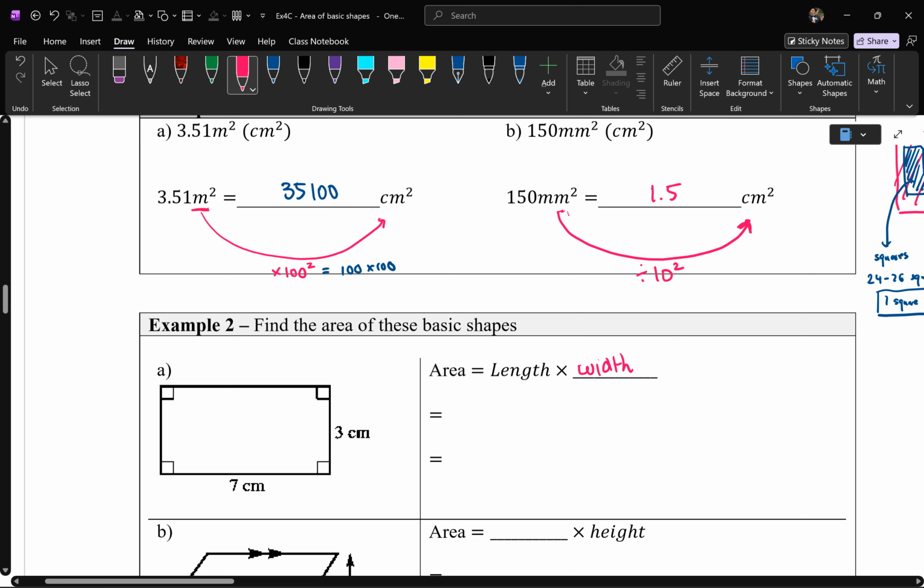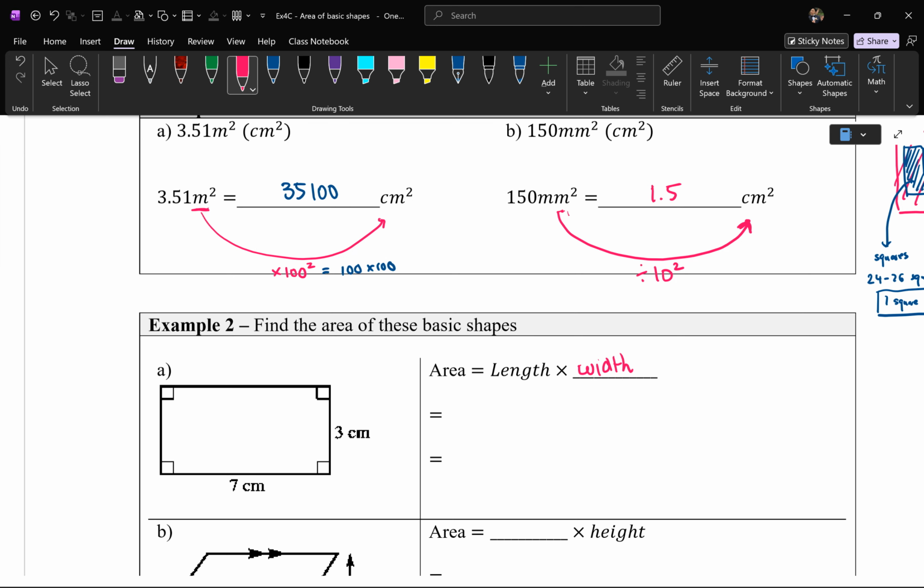Width. Which one is my length? Let's go with Josh. Which one is my length in this diagram? 7. Usually we say the longest side is the length. So 7 times 3. And 7 times 3 is what, Wendy? 21. But don't leave your answers just 21. What are we missing? Good. You must write squared centimeters. Okay, if you don't write the units, I'm going to penalize you in the test.